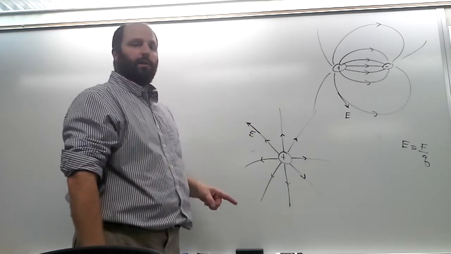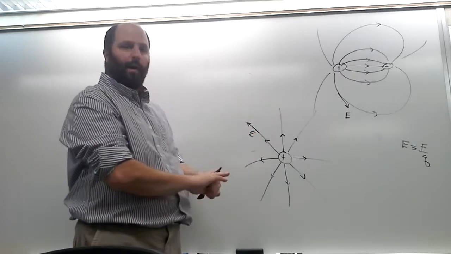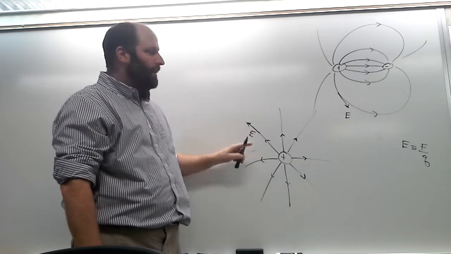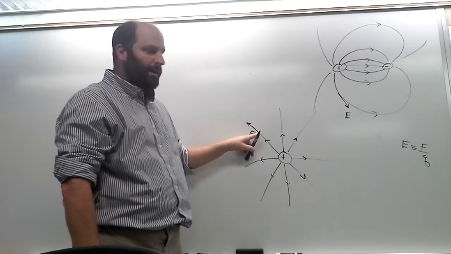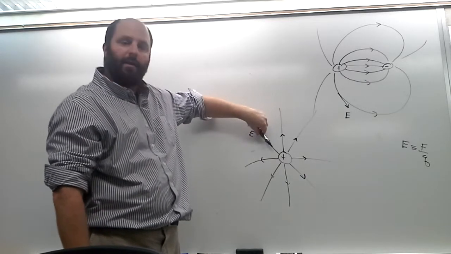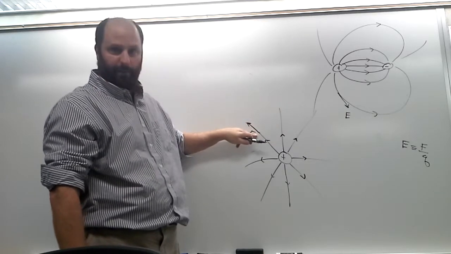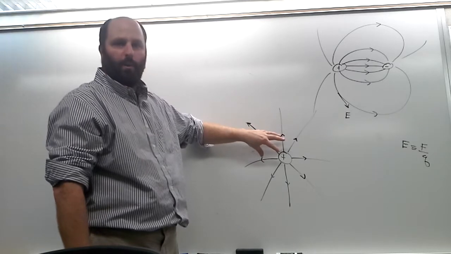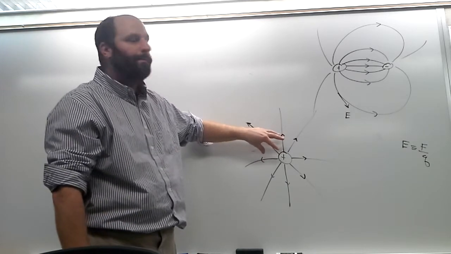And what that means in turn is, if I put a proton here, it will feel a force in that direction due to that electric field. However, if I put an electron here, it will feel a force in this direction, up into the field. Now, this is an example of what's called an electric monopole. Mono is just a fancy word for one.